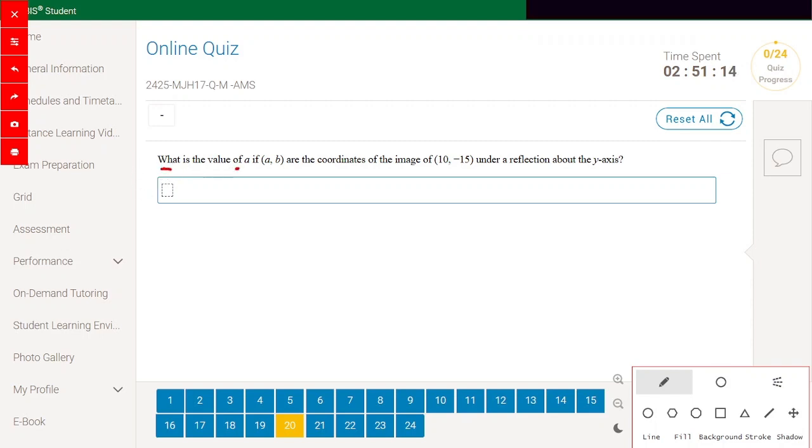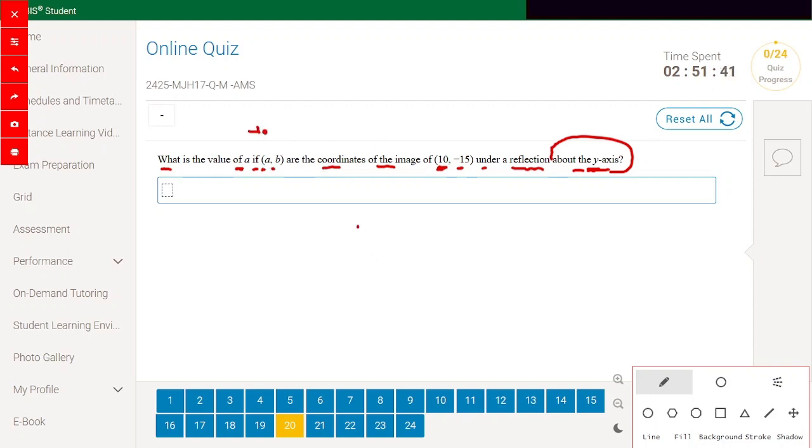What is the value of A if A and B are the coordinates of the image of (10, -15) under reflection about the y-axis? Now the reflection changed to be about the y-axis. So y-axis means we're talking about x. Here it's 10 and y will be the same. So A would be -10.